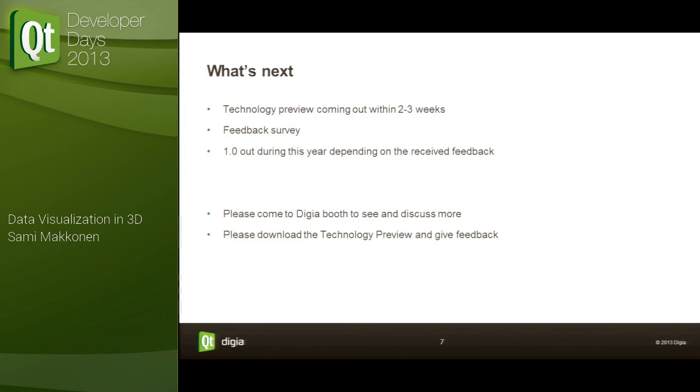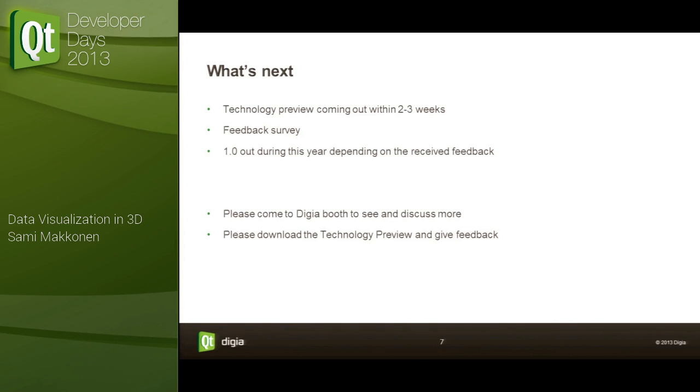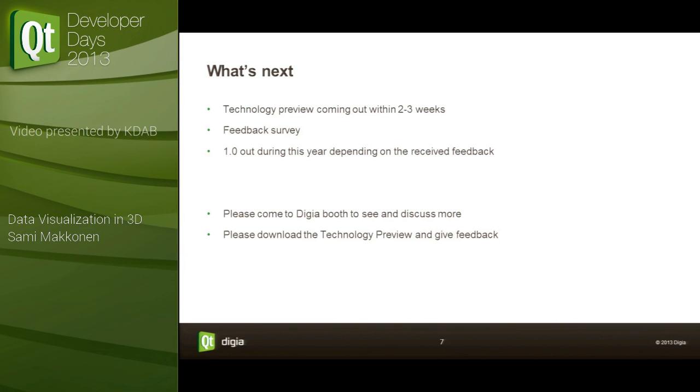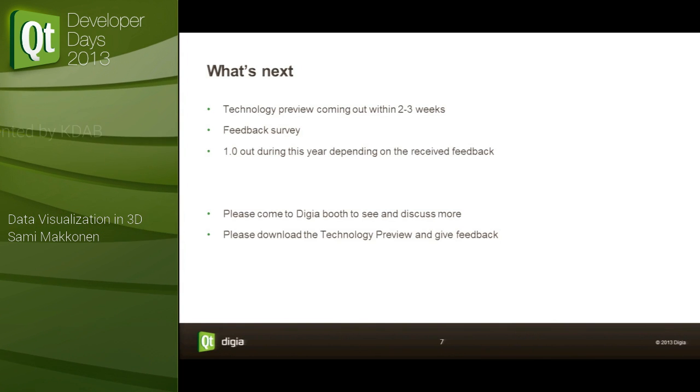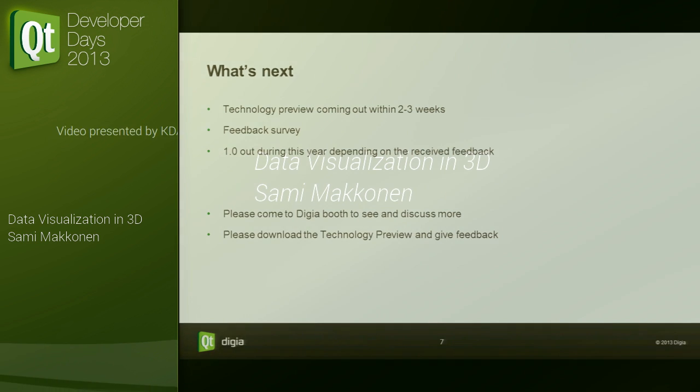We have more demos of this running at the Digia booth. For example, we are using Kinect data updating 30 times a second, 307,000 data points, in all of these chart types. So come and see and discuss more. Please download the technology preview, give it a spin, and give us feedback: what kind of features would you like to see in this, and general feedback about the usability of the API. Thank you.